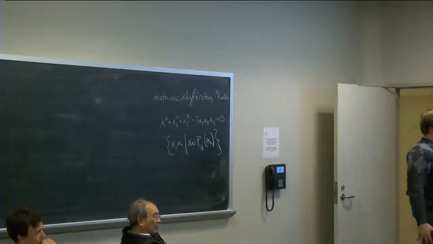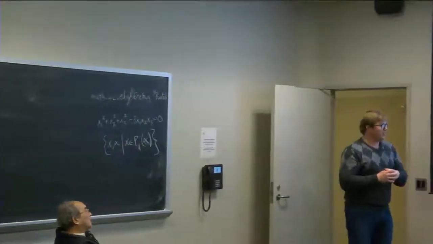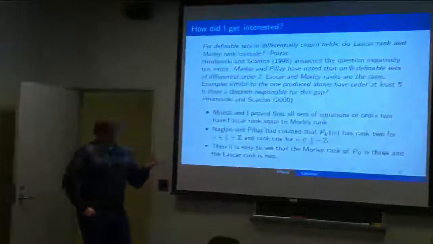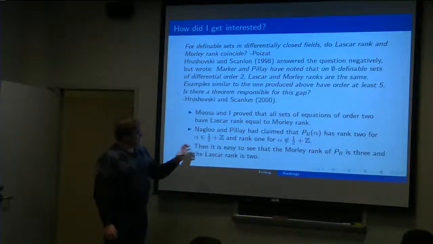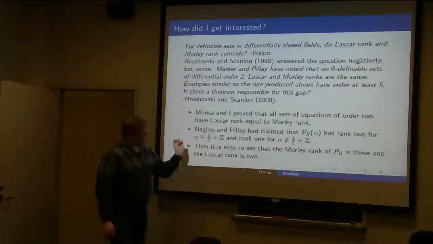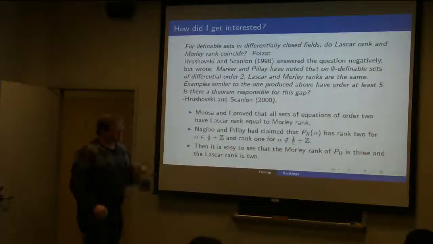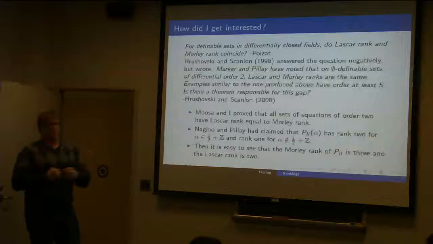And if they had been right, then the ranks would disagree. Unfortunately, it wasn't correct, but the reason that you could see that is because then the Morley rank, when you took this parameter, would be 2, and the Morley rank when you took this parameter would be 1. And that's exactly the kind of thing you have to have happen for the Morley rank to go up, but the Lascar rank to not go up.